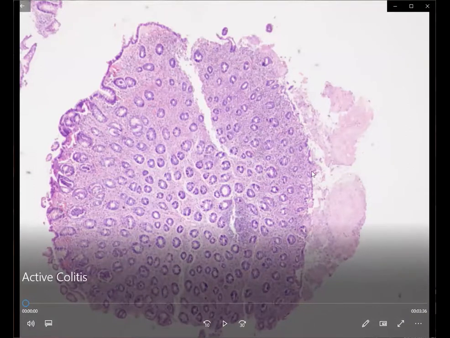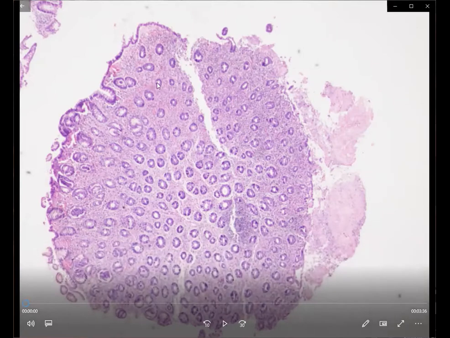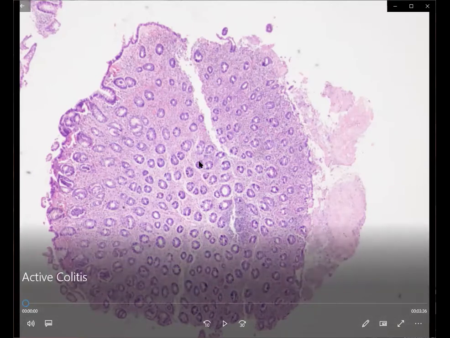Now beneath the surface epithelium we have the lamina propria. So this entire thing that we are seeing here is the lamina propria. This lamina propria is composed of some inflammatory cells, and these are the colonic glands. So within the lamina propria we have colonic glands and a little sprinkling of lymphoplasmacytic cells. These are the things that we will generally see whenever we are getting any colon biopsy.